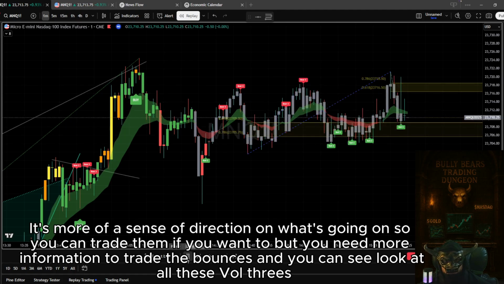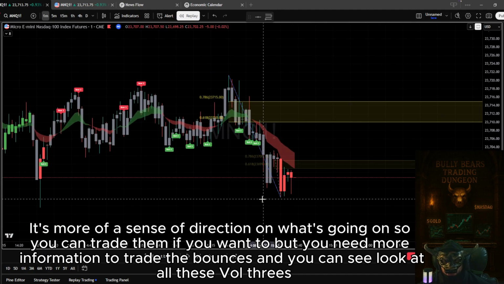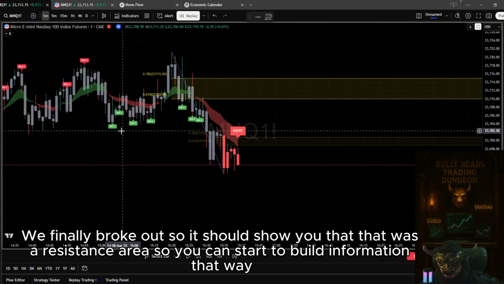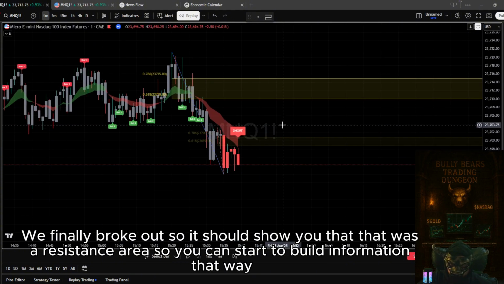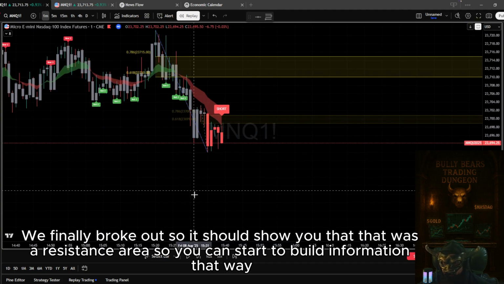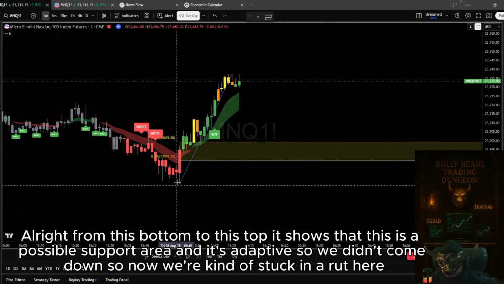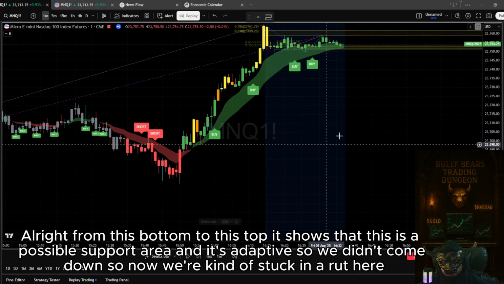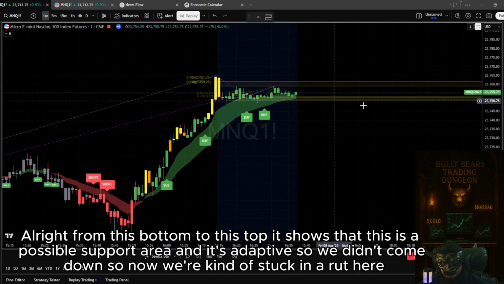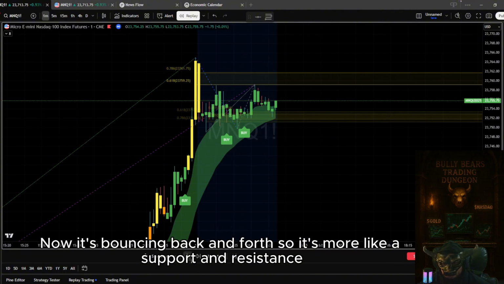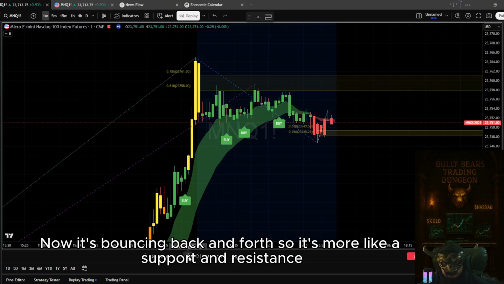And you can see, look at all these bull threes. It was just stuck in this rut, and it just kept bouncing, bouncing, bouncing. We finally broke out. So it should show you that that was a resistance area. So you can start to build information that way. All right, from this bottom to this top, it shows that this is a possible support area, and it's adaptive. So we didn't come down, so now we're kind of stuck in a rut here. Now it's bouncing back and forth. So it's more like a support and resistance.